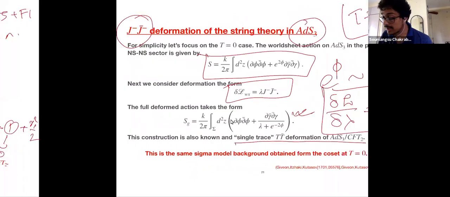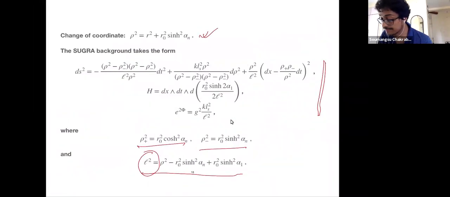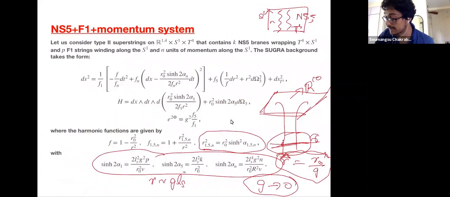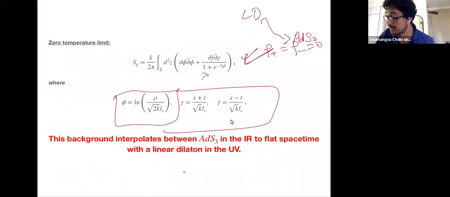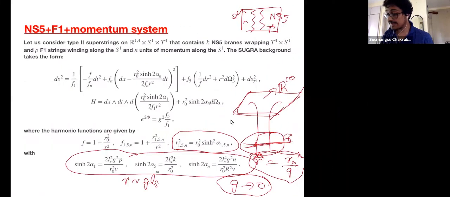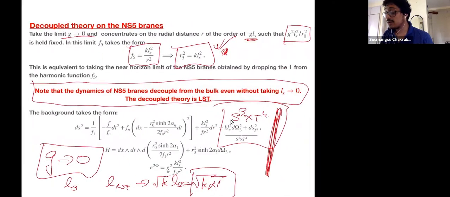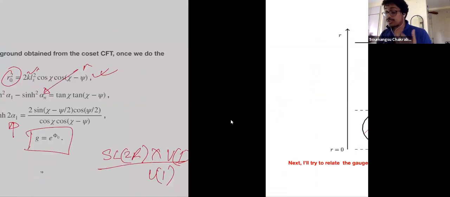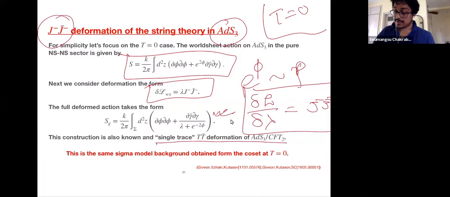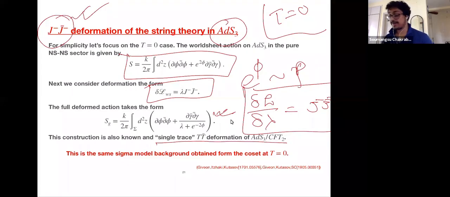And if you compare with this guy, it's exactly the same thing, except there was a lambda here, but lambda is some fake parameter. You can just absorb it inside phi. Phi goes to phi plus log lambda, something like that, and then rescale these gammas such that this lambda just disappears. So this is the same thing. And similarly, starting from the worldsheet model of a BTZ, performing this J minus J bar minus deformation, you can land up in the full geometry at finite temperature.